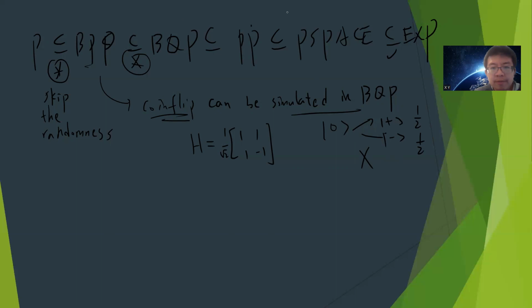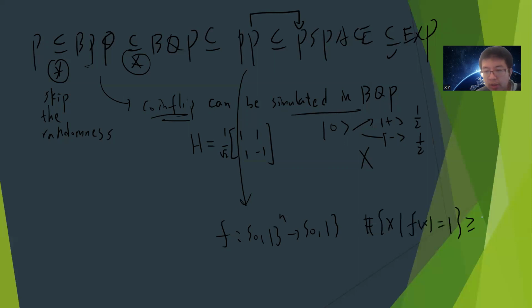Also, for this one, PP, there's a complete problem for PP. Basically, you can take this and ask whether the number of accepting paths, or the number of x such that f of x equals 1, is greater than 2 to the n minus 1. So it's like half of that. For this one, you can still use the same way: you can compute all the results and store them. You only need polynomial space to store and check whether this is true. So PP is in PSPACE.